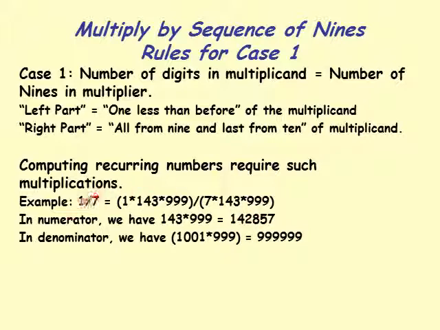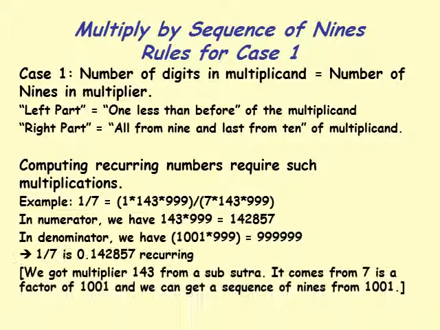So the recurring number equivalent of 1 over 7 is 0.142857 recurring. Okay, let's continue. So 1 over 7 is 0.142857 recurring. Let's continue. We got a multiplier 143 from a subsutra.